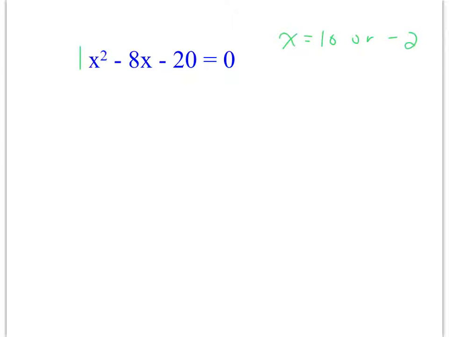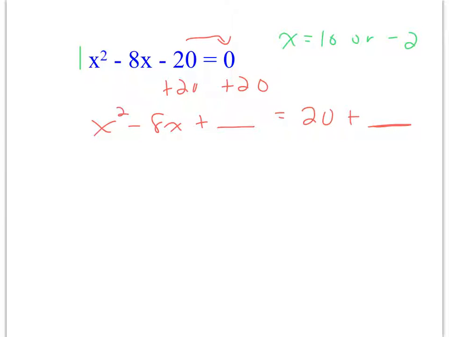My next step is to move my c term to the other side, so I'm simply going to add 20 to both sides. So now I have x squared minus 8x, and then I'm going to write in a blank, equals 0 plus 20 is 20. And if I add a blank to one side, I need to add that blank to the other side. Now I'm going to take our b term, which is negative 8, and divide by 2, which of course is negative 4. I'm going to take that negative 4 and square it. Negative 4 squared is 16, and I'm going to add that to both sides.